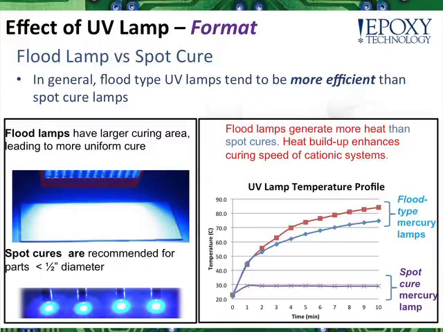The main difference between these two lamps is not just the area of cure, but the heat buildup that occurs within the lamp. The flood type lamps tend to get much hotter, between 70 and 80 plus Celsius, whereas the spot cure systems only get to about 30 Celsius. That additional heating of the flood cure systems can actually increase cure speeds, and we find that to be typically beneficial.